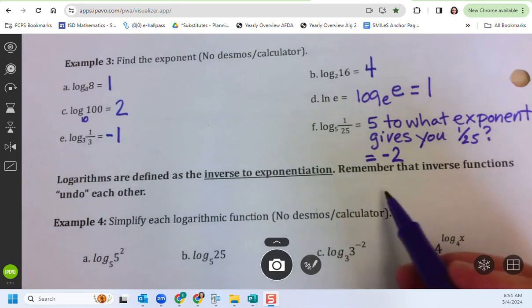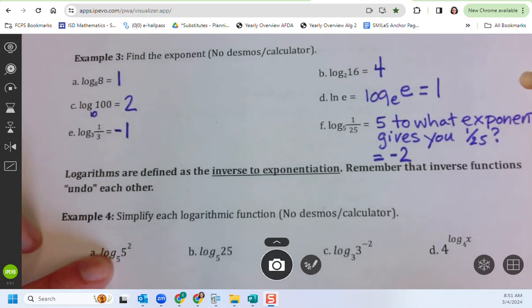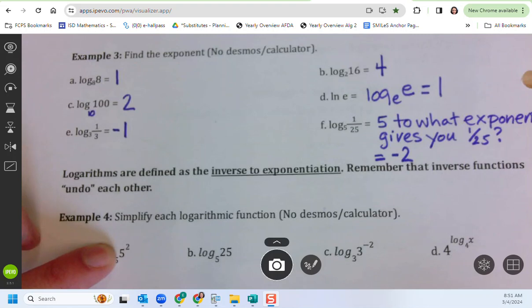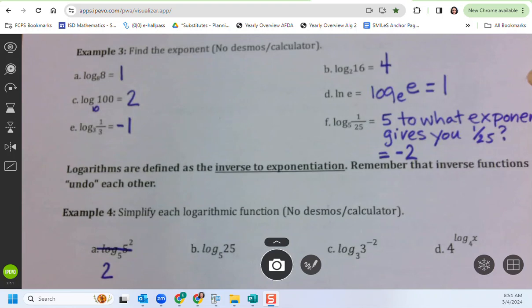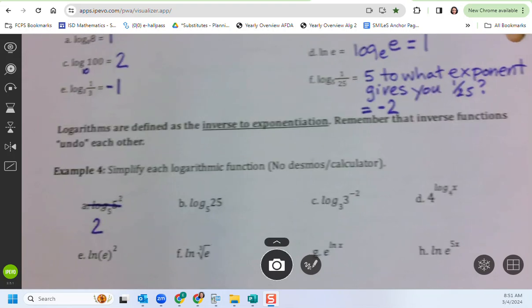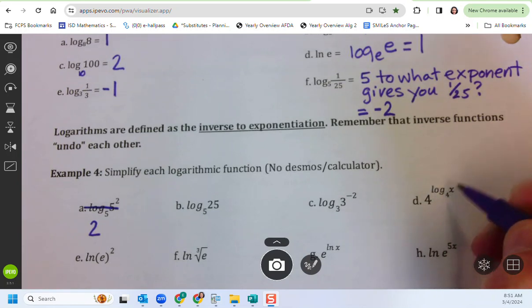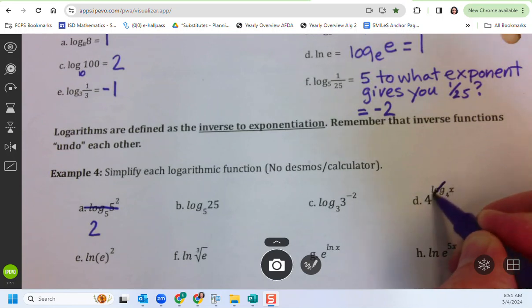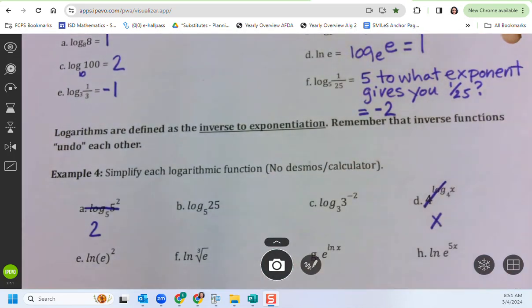All right. Remember that inverse functions undo each other. So when you have a logarithm with base 5 and an exponential with base 5, the log base 5 and the base of the exponential cancel out, and so it would simplify in this case to just 2. You see that? The same thing happens when you have an exponential and the exponent is a logarithm with the same base. So the base is 4, the base is 4, those cancel, giving you just x.